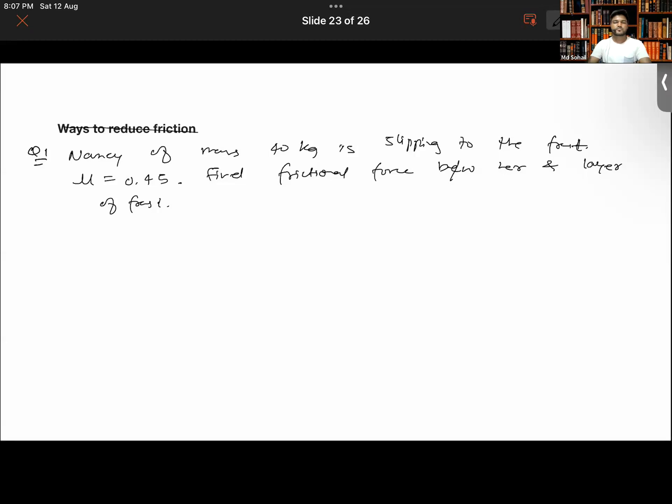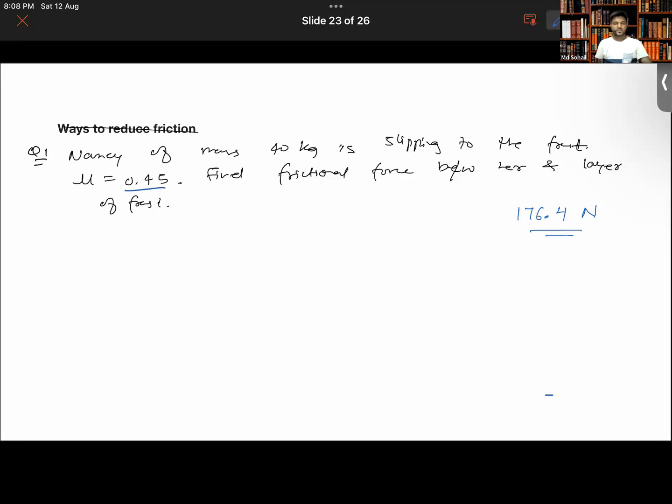I also did it. Okay, what is the value? The frictional force. Yeah, the frictional force. 172.8. No, it's supposed to be 176.4 Newton. Like here, the coefficient is given how much? It's 0.45. Yeah, it's 0.45 here. So based on that, the answer coming will be 176.4.